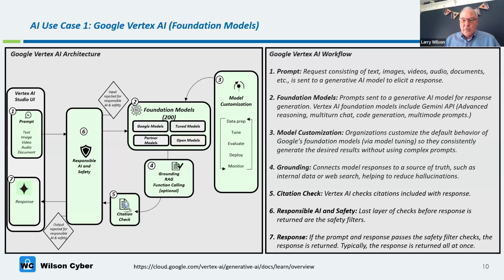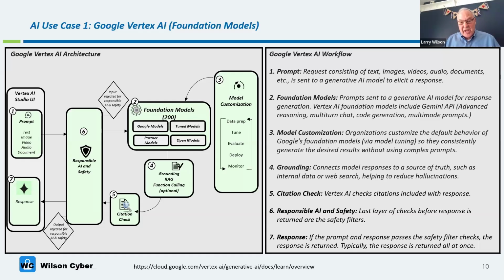It starts with a prompt, a request consisting of text, images, video, audio, documents, etc., sent to a generative AI model to elicit a response. We have the foundation models, where the prompt is sent to a generative AI model for response generation. Vertex AI models include the Gemini API. We customize the default behavior of the model via model tuning. We want to ground the model. It connects the model's response to a source of truth, which really looks at the data that's being processed in the model. RAG stands for retrieval augmented generation. We want to make sure that that data is trustworthy to reduce hallucinations.